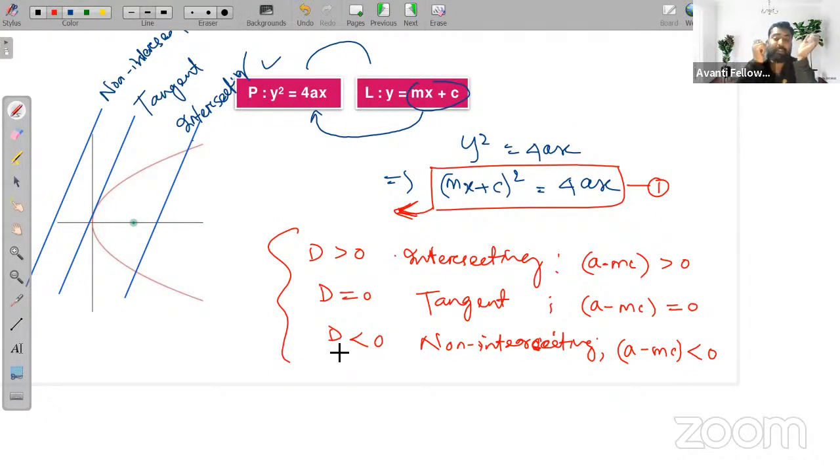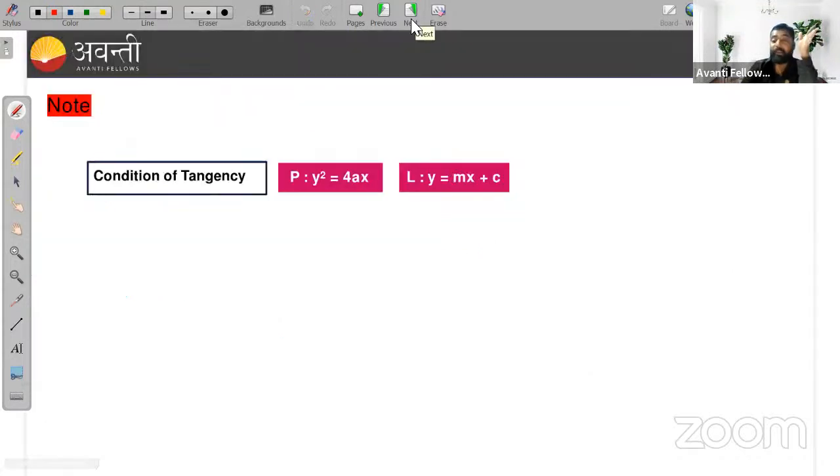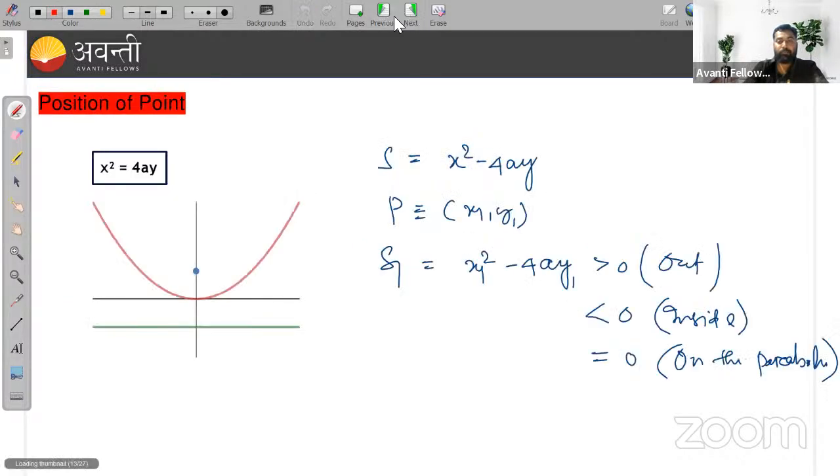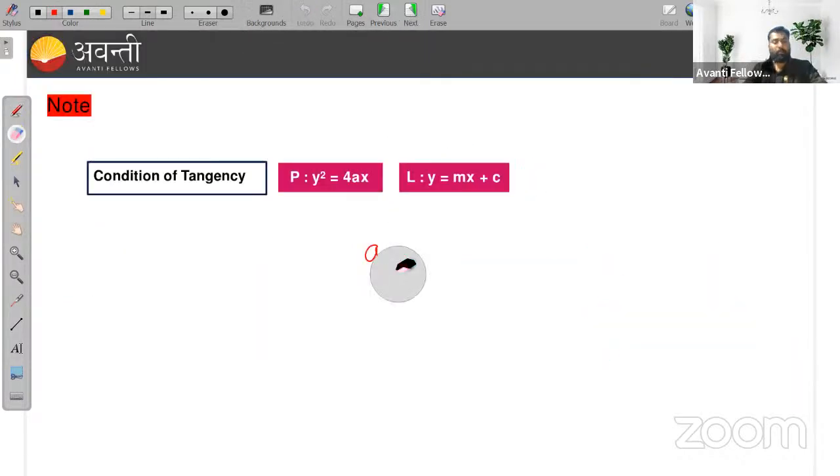So what is the condition of tangency? In which condition does the line become a tangent to the parabola? If you have the equation y square is equal to 4ax and the equation of the line as y is equal to mx plus c, then the condition of tangency will be a minus mc is equal to 0, that is a is equal to mc. So c becomes a by m. This is my condition of tangency.